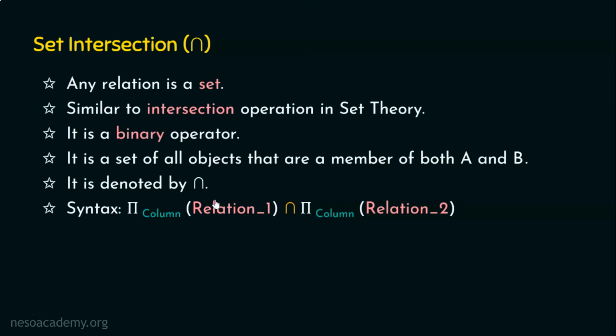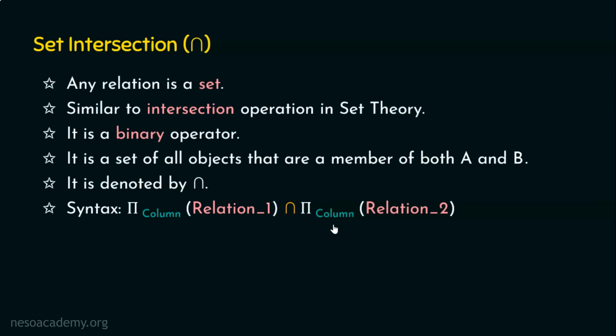So here what we are doing is, we are taking relation 1 as one of the operands, and we are projecting a column or a set of columns from it. And similarly, we are projecting another column or another set of columns from relation 2, and we will have a temporary relation here. Here also we will have a temporary relation. And what we are doing? We are doing the set intersection operation between these two temporary relations.